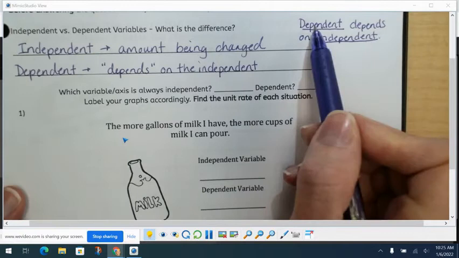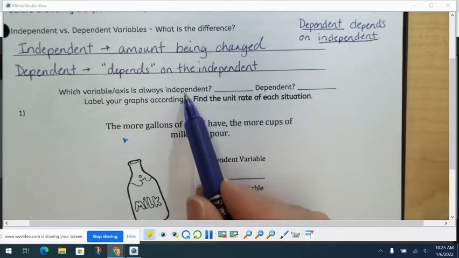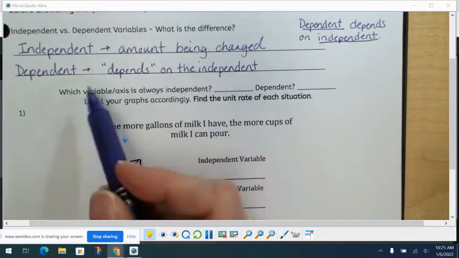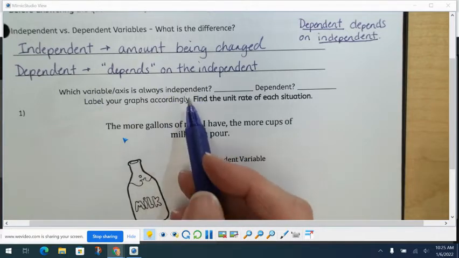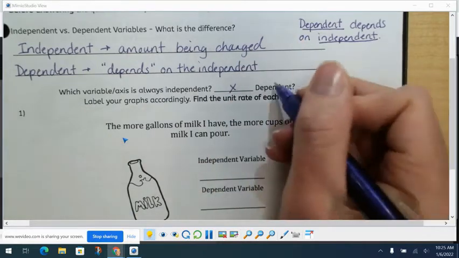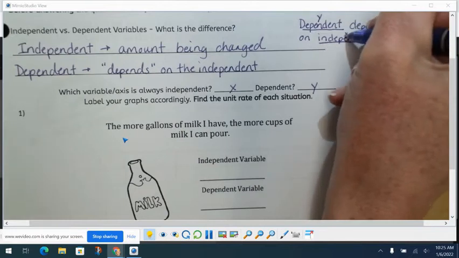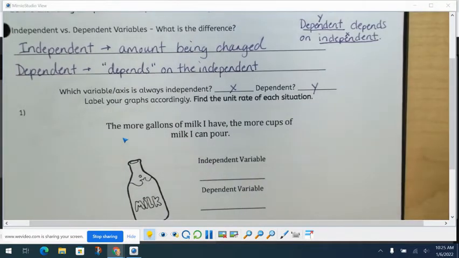Then I will plug my two situations in here to see which one makes sense. The independent variable axis is always your x-axis, and the dependent is always the y. I even put the little y and the little x in here just so I can remember.